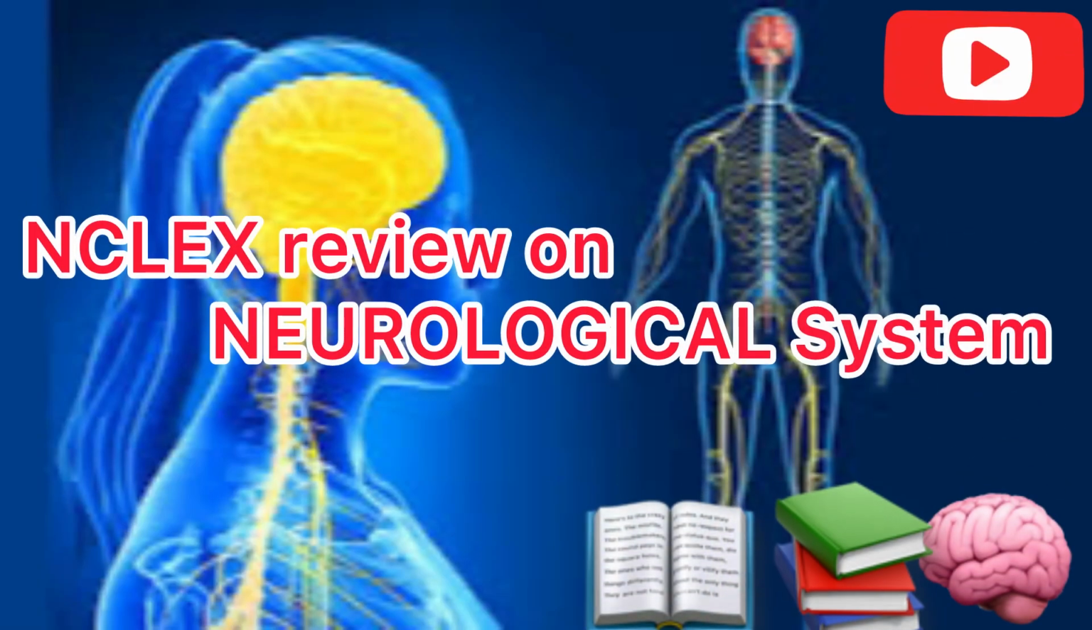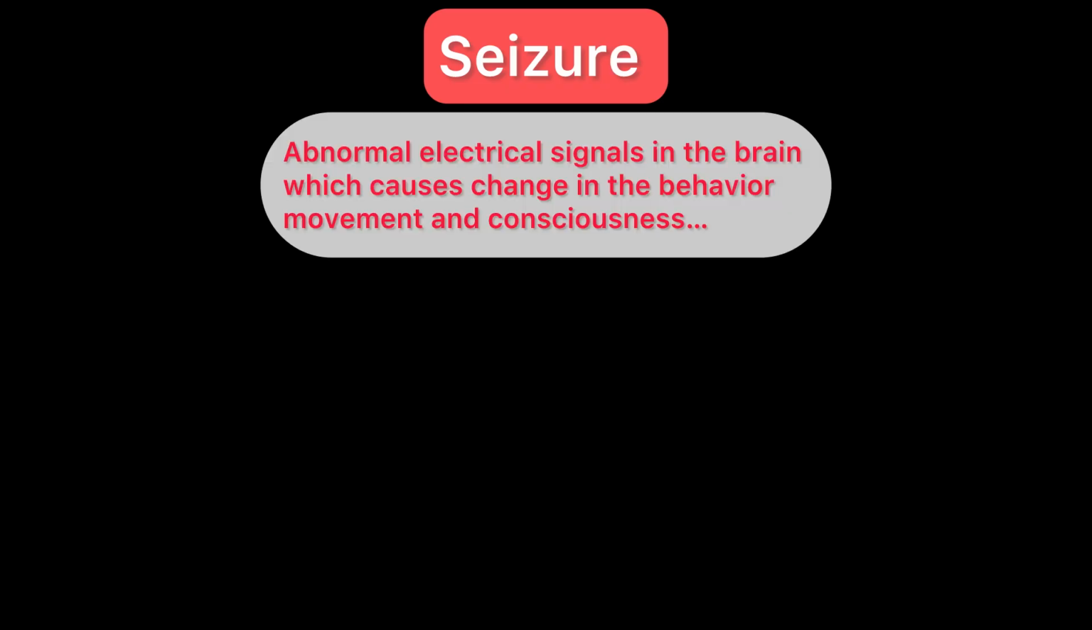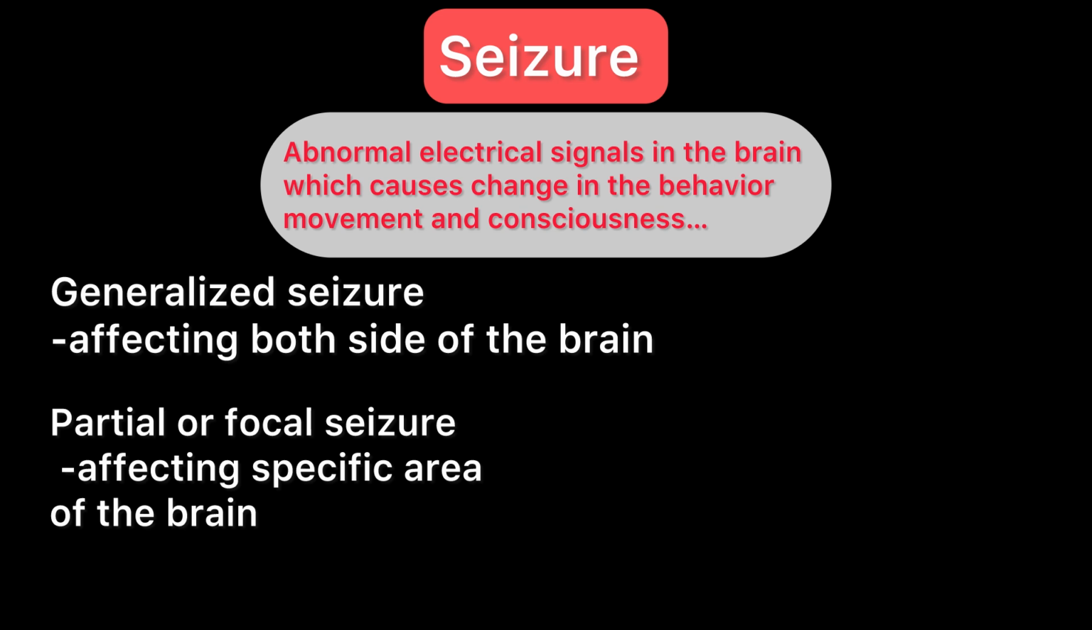NCLEX review on neurological system. And now let's start with seizure. The abnormal activity in the brain which causes change in the behavior, movement and consciousness is known as seizure.